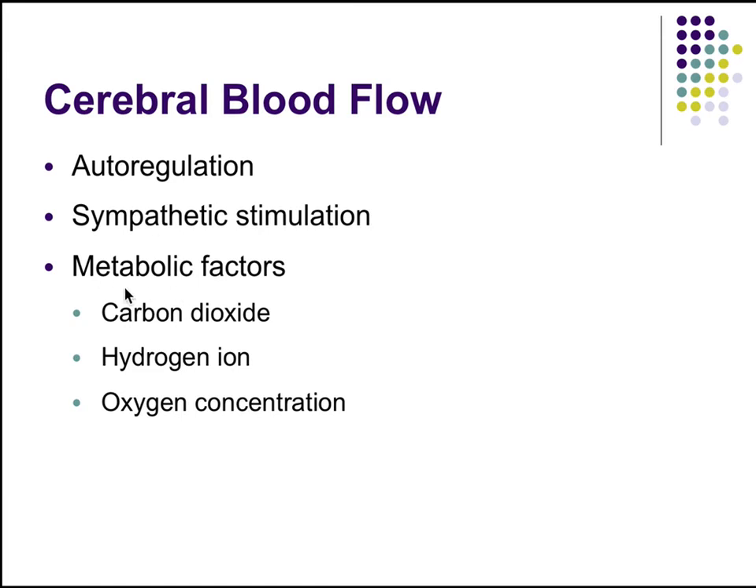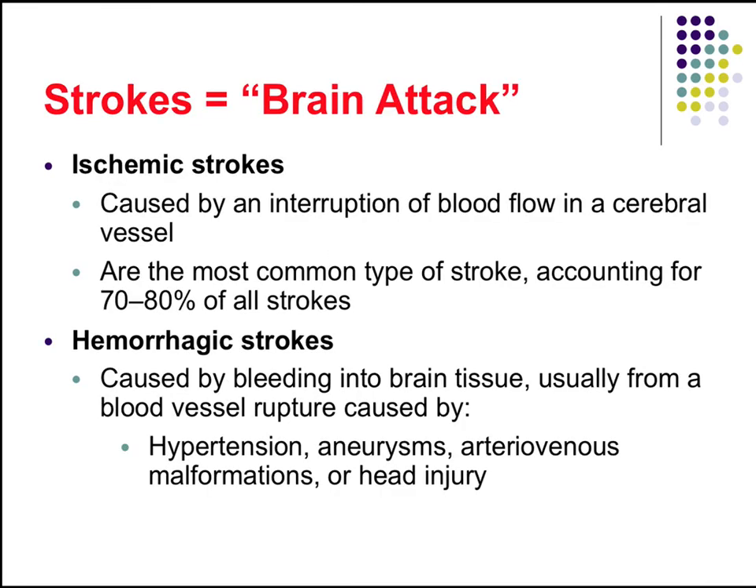And then we have metabolic factors that can also influence cerebral blood flow. So carbon dioxide, hydrogen ions, oxygen concentration. Depending on the need, we will either increase or decrease blood flow to the brain. So, for example, if carbon dioxide levels were elevated in our brain, we would vasodilate to bring more blood to that area, as well as more oxygen. So now let's move on to strokes.